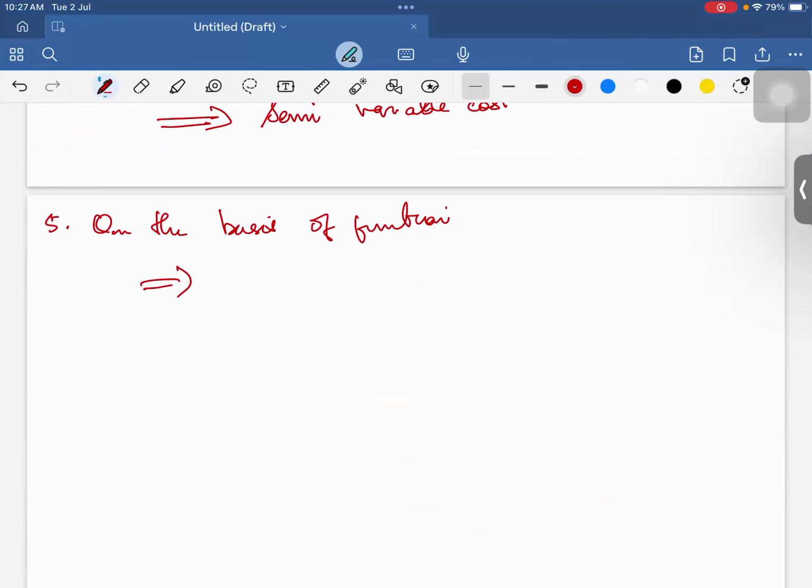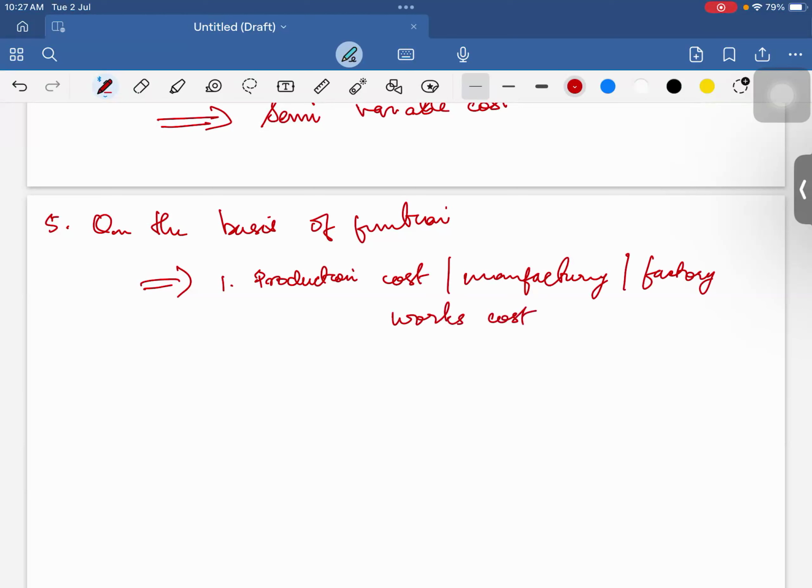So if you look into it, you're going to have production. You're going to produce the product, and the cost involved in it is called the production cost. It can also be called a manufacturing cost. It can also be called a factory cost. It can also be called works cost. Understood?